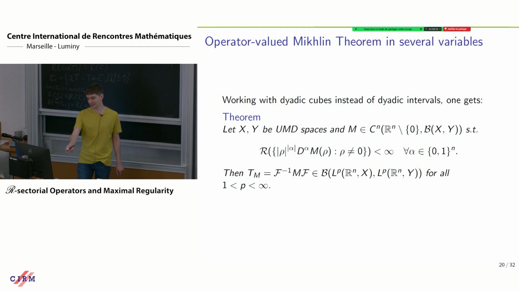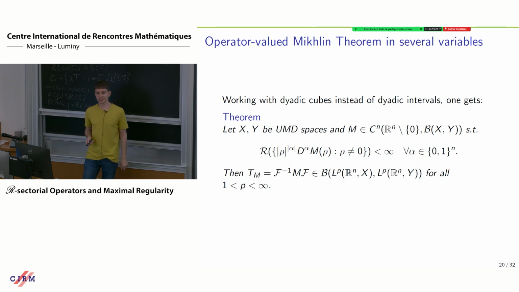So now the assumption is again X and Y UMD spaces, and now for m we need C^n, where n now is the number of variables. And we need this R-bound in any coordinate direction, and also for these mixed ones where each part alone is of order 1. And then again the T_m extends to a bounded linear operator on L^p for all p strictly between 1 and infinity.